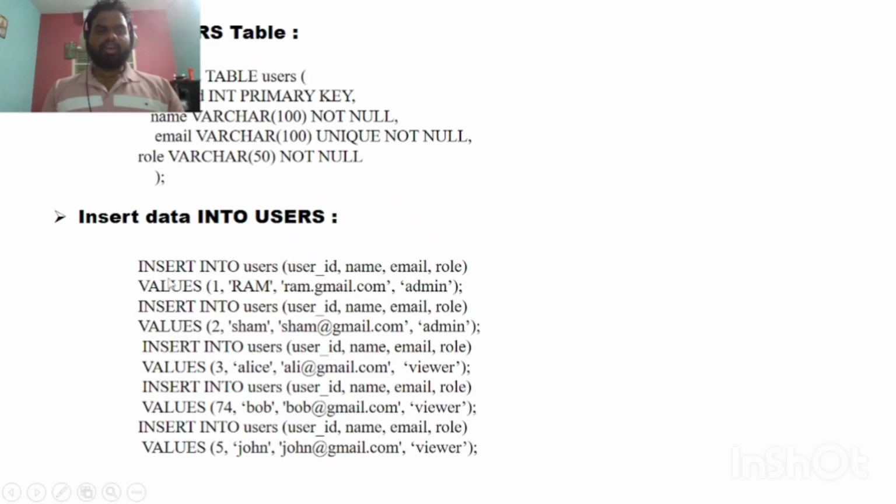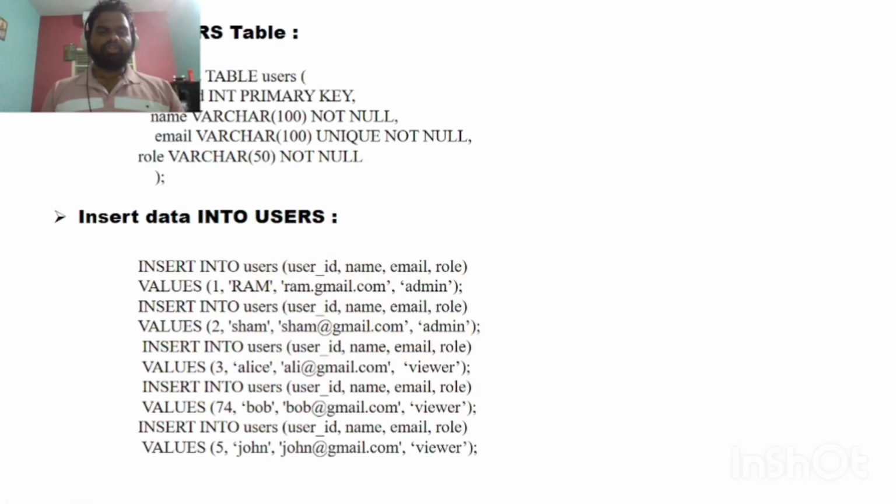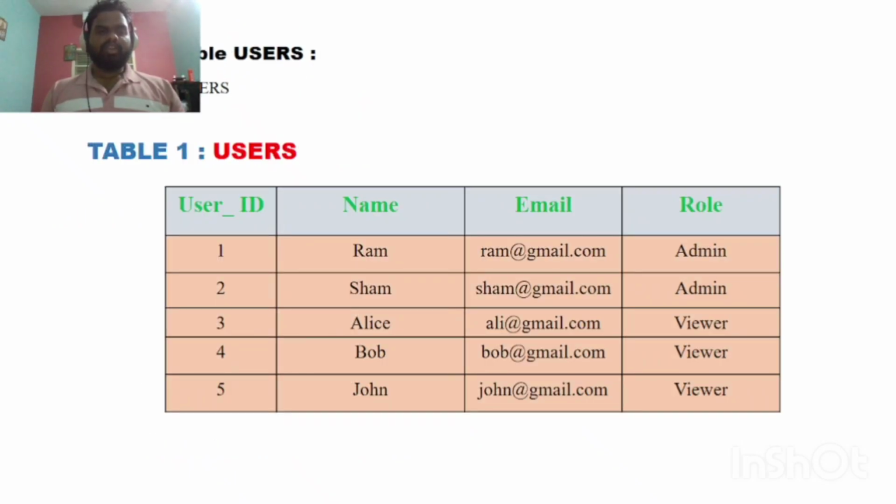And how to insert the data? First we are giving the command insert into user, which is the table name, and user id, name, email, role, and values that we are giving is 1, Ram, ram@gmail.com, and admin, and like this we are adding some of the other users also. And now this is the user table, and you can see it on the screen. And to view the user table, select star from users.